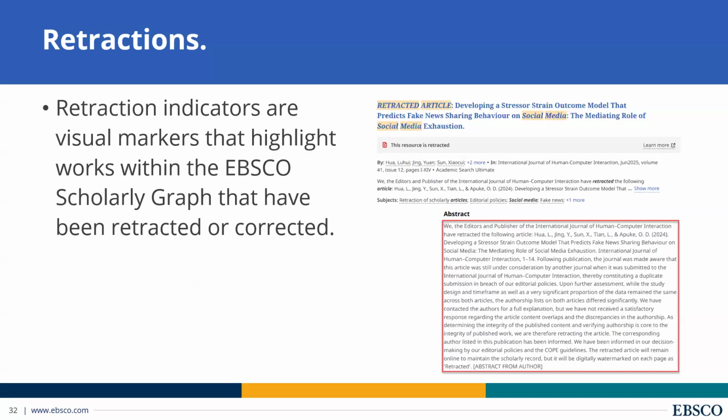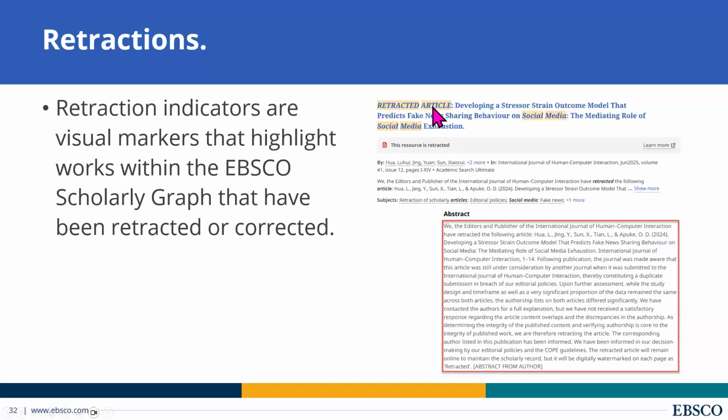Now, sometimes people will publish an article, but there might be something wrong with it, or maybe something's been found that contradicts it, for example, and so that article might be retracted by the publisher, by the author, or even by the editor. So we now have retraction indicators as visual markers that highlight whether an article has been retracted or corrected.